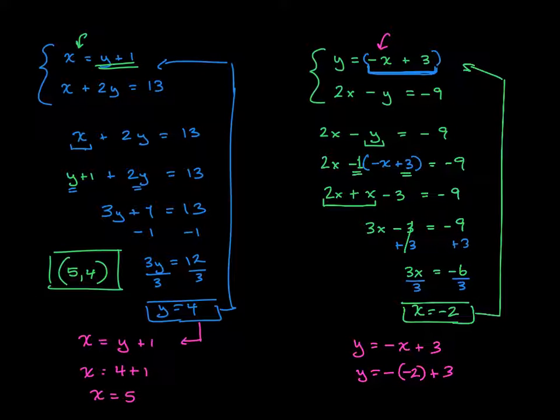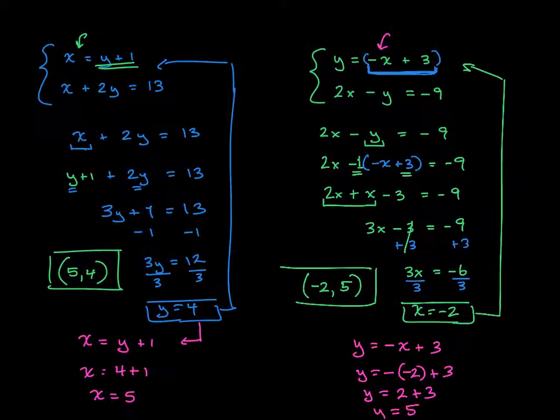So notice if there's a negative already in the problem and I place another negative, I must have two negatives now. You must see the two of them. So now I get y equals 2 plus 3, because two negatives make a positive, and I get y equals 5. So my final answer to this one is the coordinate pair of x is negative 2, y is 5. So again, these two lines intersect at the point negative 2, 5.